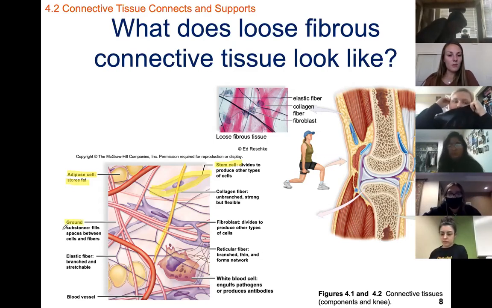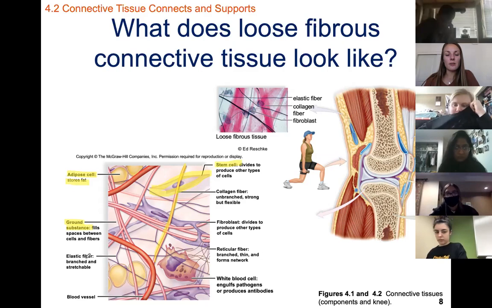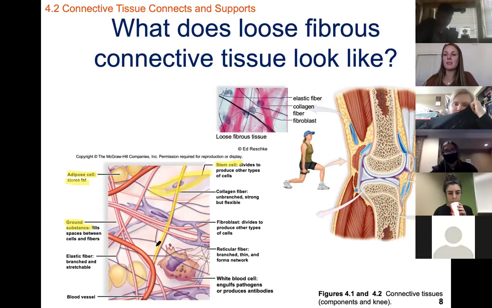Ground substance, this is the substance between cells and fibers. So when we think of that space, that extracellular matrix between all of the cells and all the fibers, that ground substance is kind of like this background color. That's connective tissue that's throughout your body.